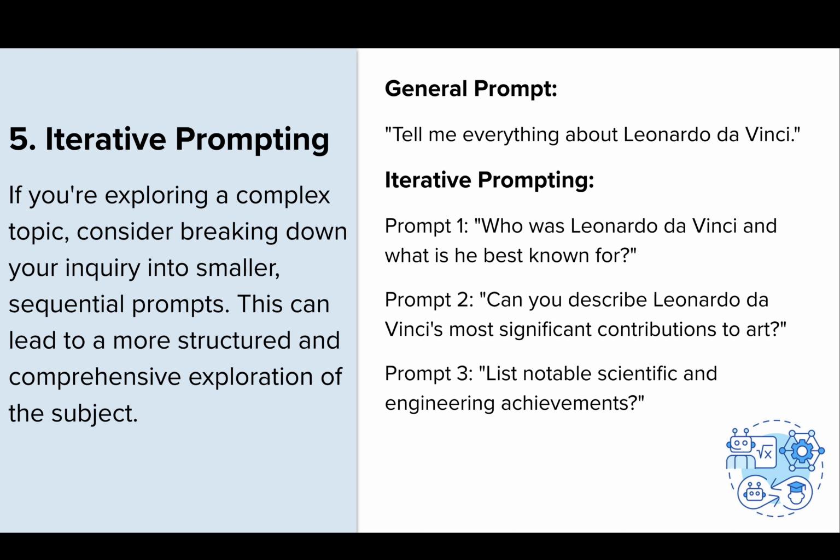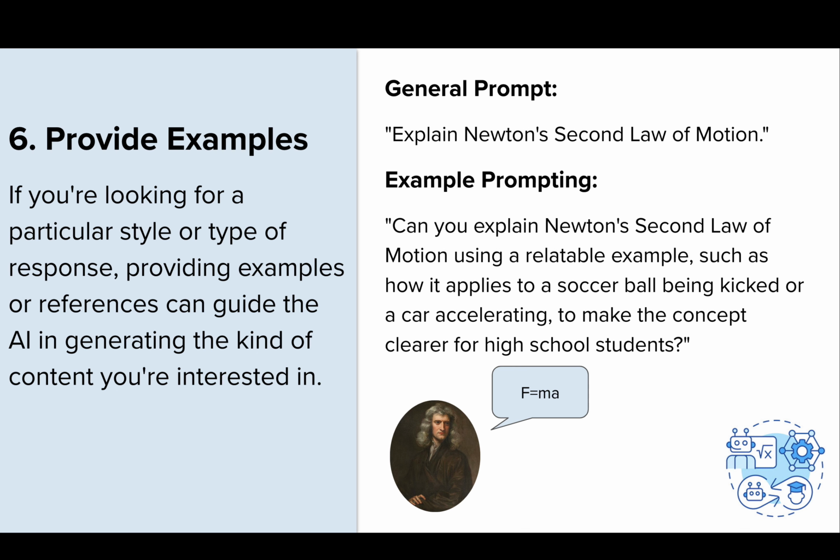The 6th tip for effective prompt engineering is to provide examples. If you're looking for a particular type of response, providing an example or reference for the AI tool can be very helpful. Here's a general scientific example. Explain Newton's second law of motion. Newton has 3 laws of motion. The second one is basically force equals mass times acceleration.